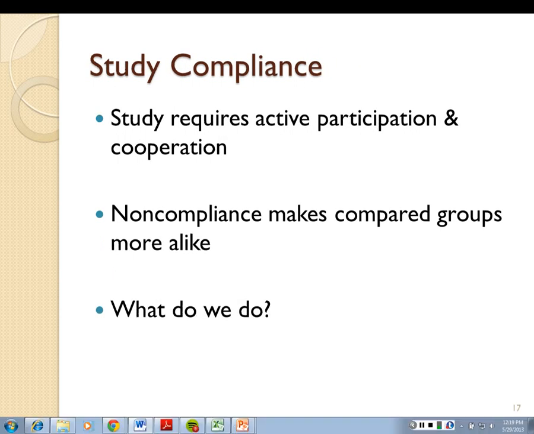Experimental studies require active participation and cooperation of study participants to the study protocol. Deviations from the protocol will inevitably occur, usually due to side effects, illness, level of interest by the participant, and the length of follow-up time in the study. Non-compliance to the study protocol makes the compared groups look more alike, reducing the ability of the investigator to detect a difference between the groups.